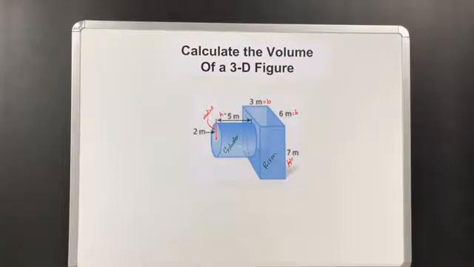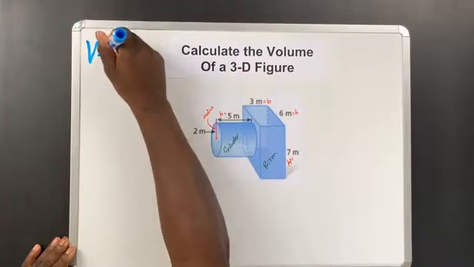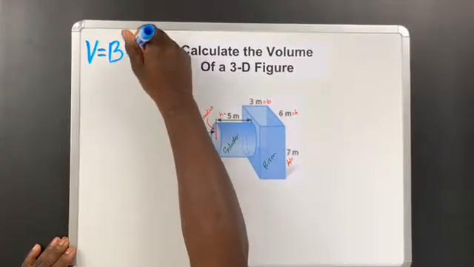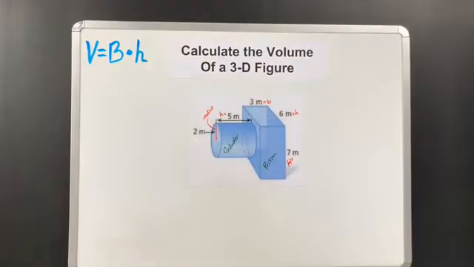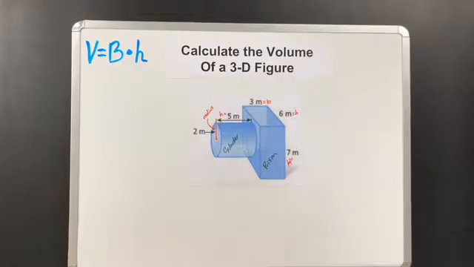So when we're dealing with calculating the volume of a 3D figure, the general formula for that is volume equals big B times H. All right. Now this formula will work for calculating the volume of the prism and for calculating the volume of the cylinder. If you're calculating the volume of a sphere or something like that, you're going to use a slightly different formula. But we're going to focus on this general formula.